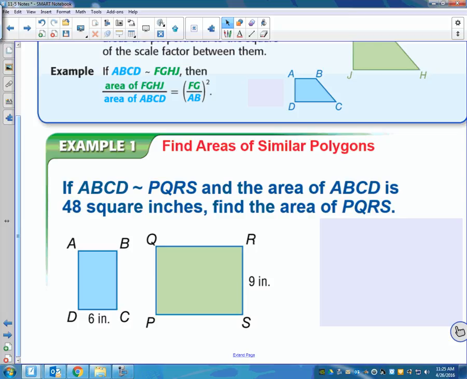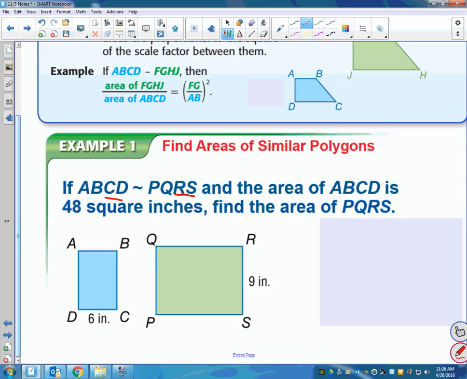So it says, find the area of the similar polygons. If ABCD is similar to PQRS, and the area of ABCD is 48 square inches, find the area of PQRS. Remember, we have to find the appropriate sides that go together. So CD corresponds to which side of the other rectangle? Right? So notice they're not turned the same way, so just be really careful on that.